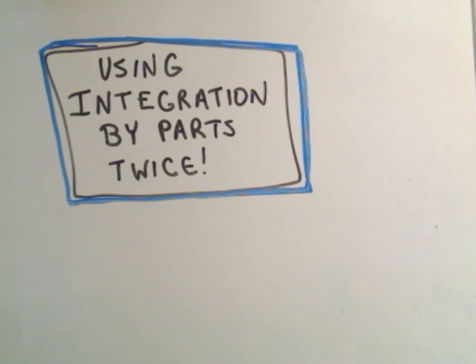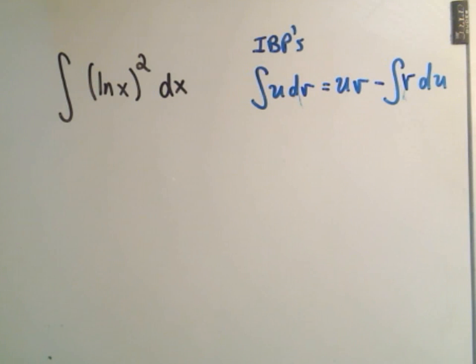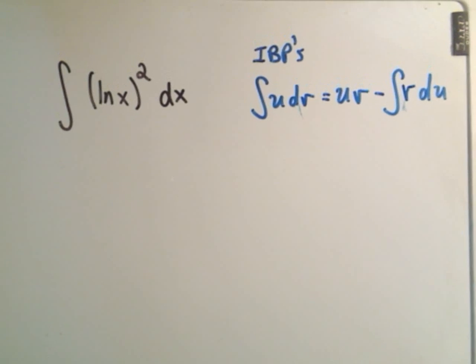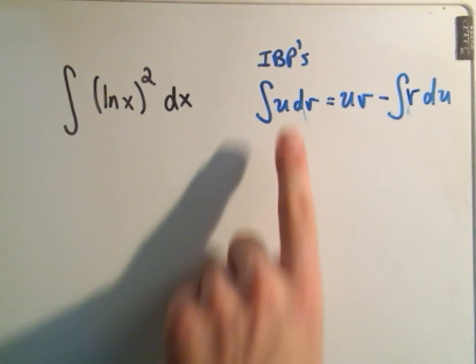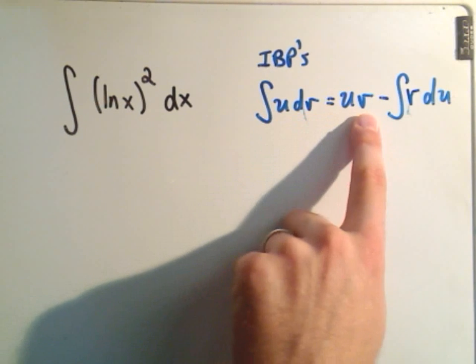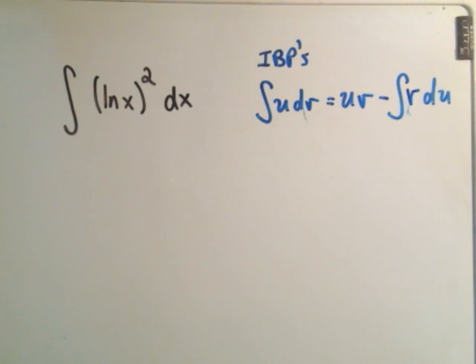Okay, in this video I want to do an example where you have to use integration by parts twice on the problem. The problem that I'm going to attempt to integrate here is going to be the quantity ln of x squared. And just to remind you, the integration by parts formula says the integral of u dv equals uv minus the integral of v du.